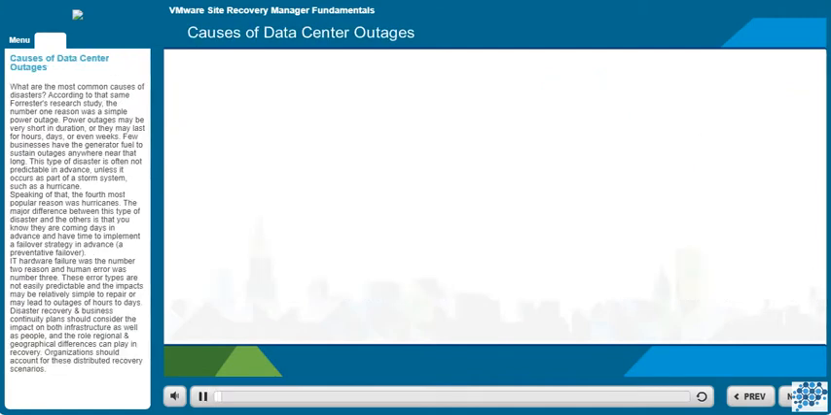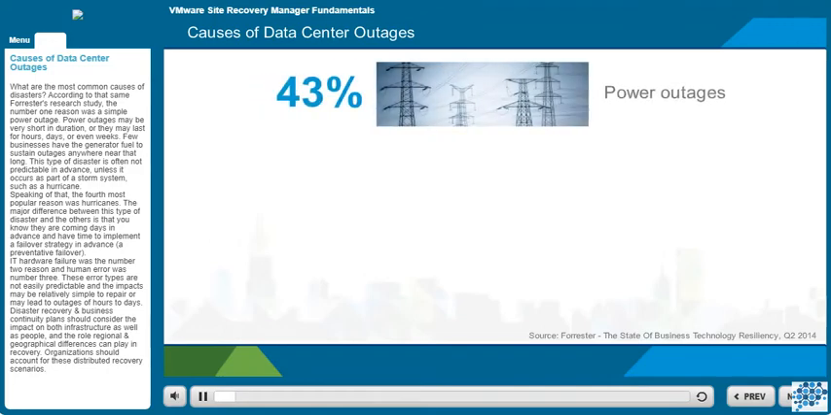What are the most common causes of disasters? According to that same Forrester's research study, the number one reason was a simple power outage. Power outages may be very short in duration, or they may last for hours, days, or even weeks. Few businesses have the generator fuel to sustain outages anywhere near that long. This type of disaster is often not predictable in advance unless it occurs as part of a storm system, such as a hurricane. Speaking of that, the fourth most popular reason was hurricanes.